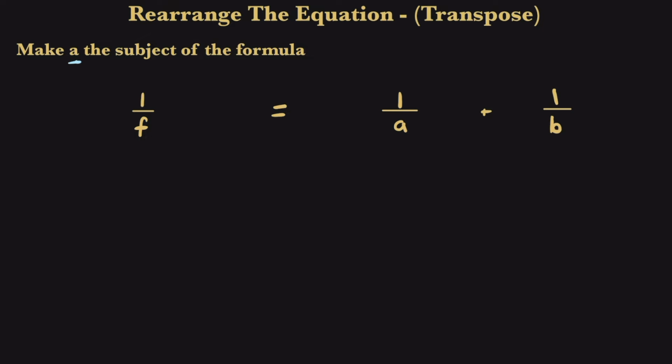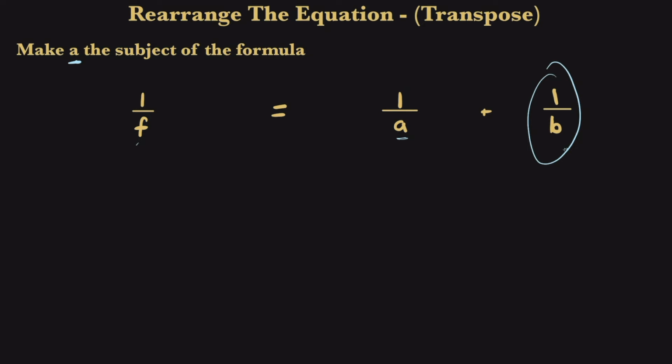We've got 1 over f equals 1 over a, which we want to solve for, or make a the subject of the formula, plus 1 over b. Now, 1 over a has a as a denominator to begin with. So what we don't really want is a as a denominator. We want to get a onto the top side of the fraction. But we've also got this term on the same side as a. So my first move, I'm going to look to move this term first.